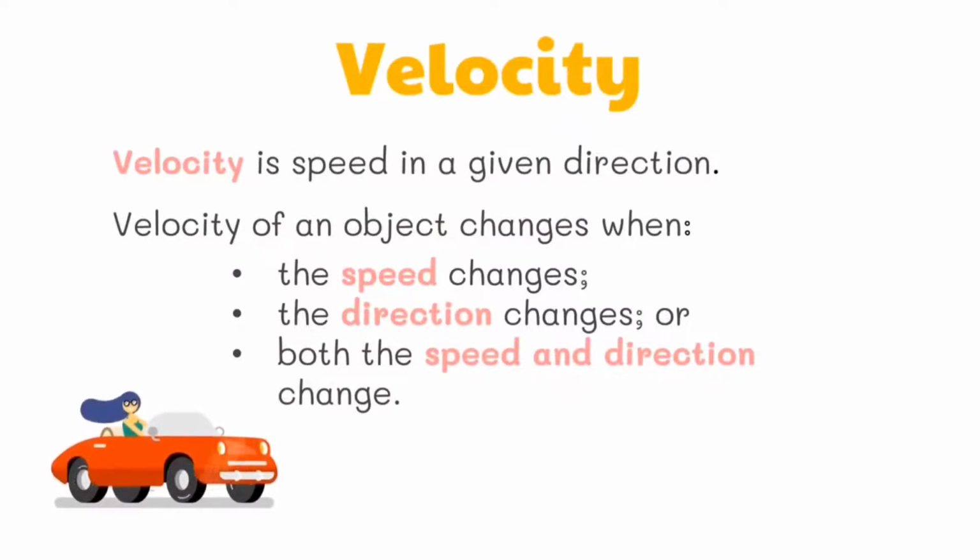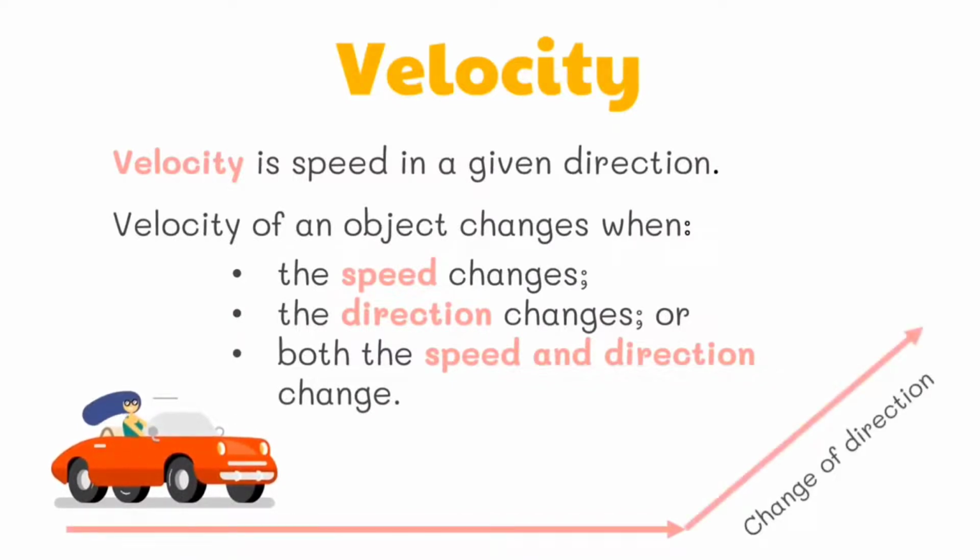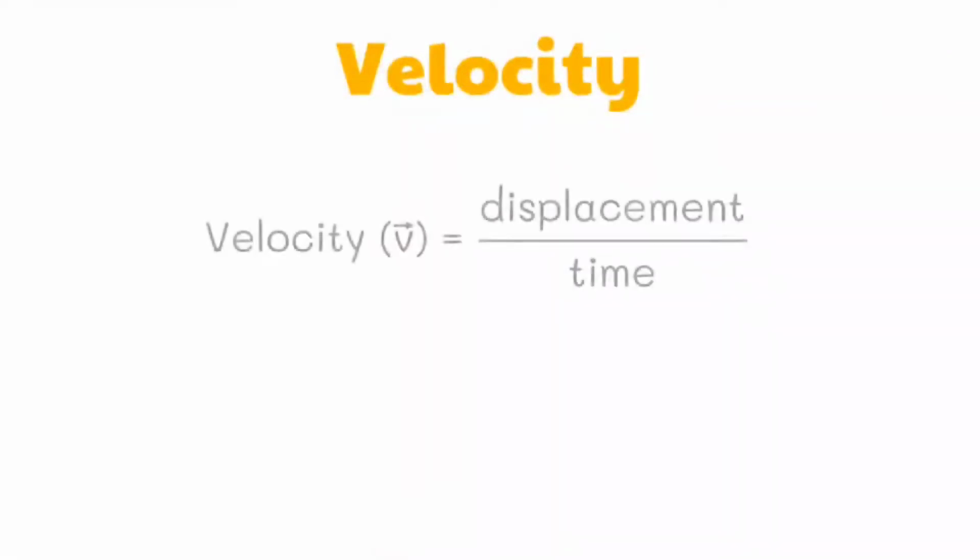A car driving along a highway from one town to another might have a constant speed, but the velocity changes nevertheless. If you are moving along at 25 meters per second and then you come to a bend in the road, the velocity changes because your direction changed. So the formula for velocity is equal to displacement over time. Note that there is an arrow on the velocity and displacement to indicate that they are vector quantities. So let's have an example about speed.